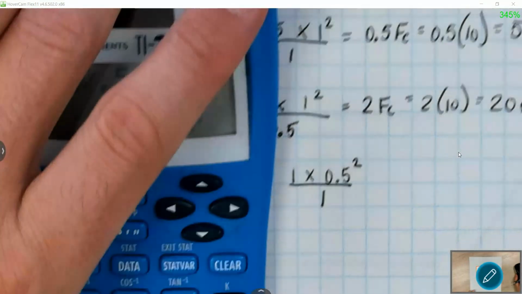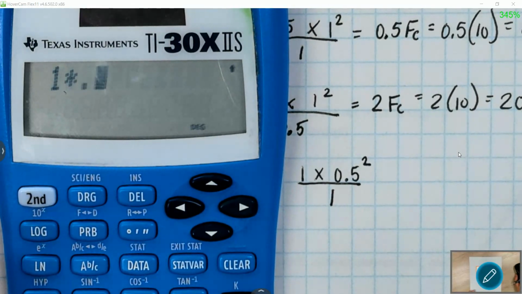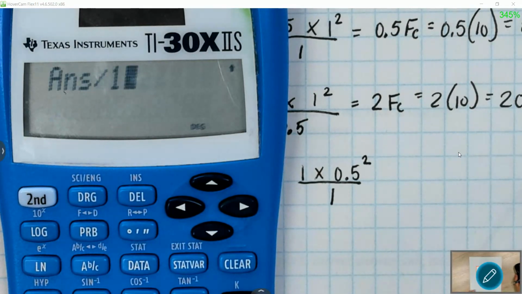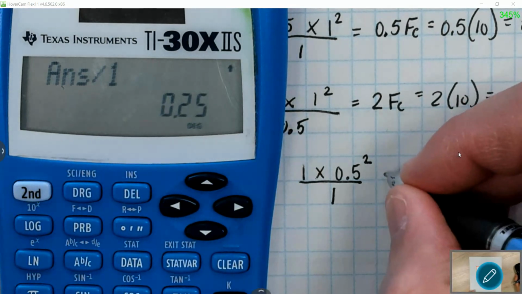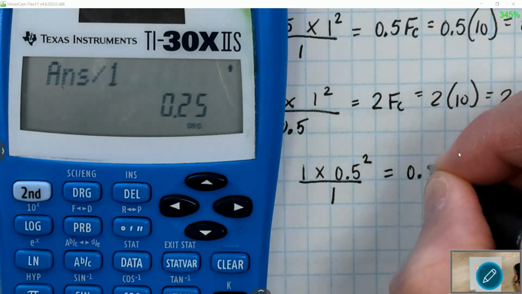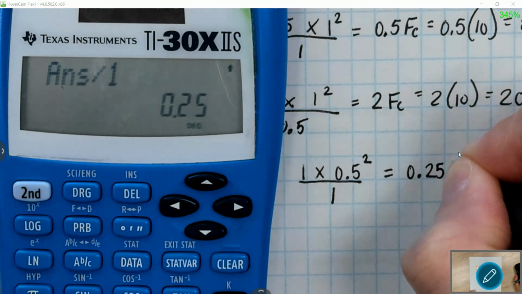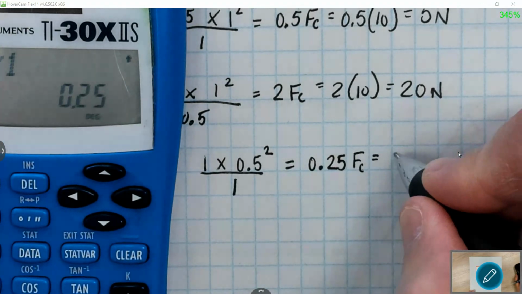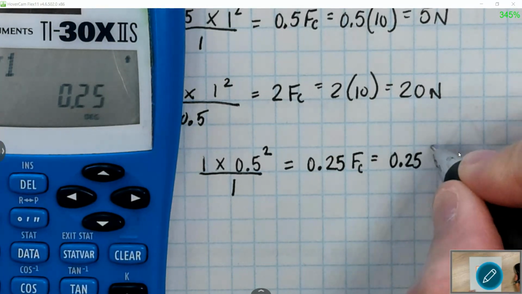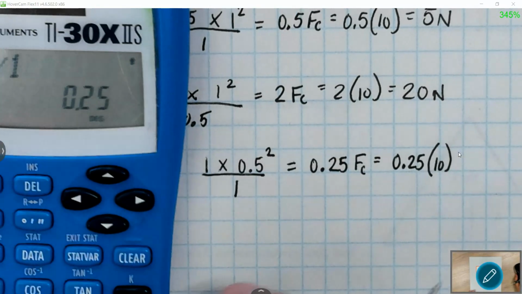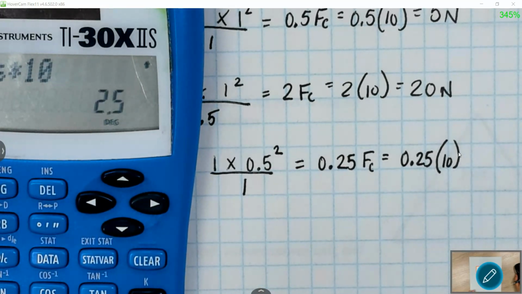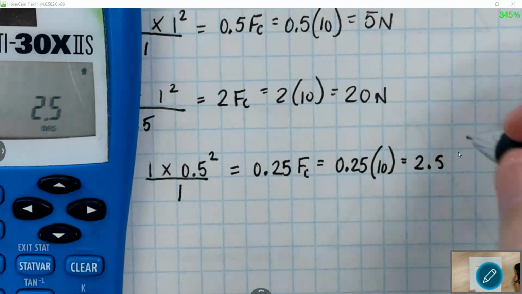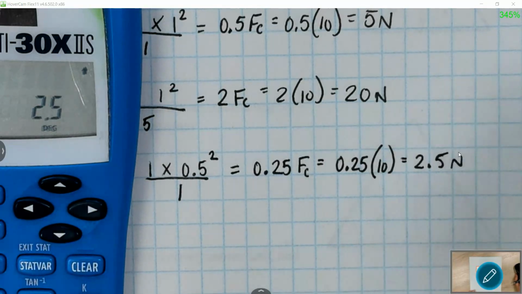Okay, and then you can throw it into the calculator. 1 times 0.5 squared equals 0.25. Divide that by 1, you're still left with 0.25. So 0.25 times the original force. What was the original force again for this problem? 10. Good, so we're doing this times 10. And it's going to kick out an answer here of 2.5 newtons.